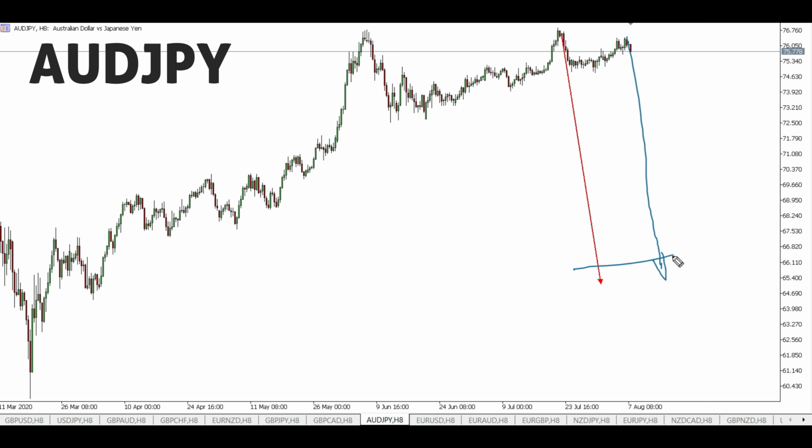We're likely to get a down move. So that's what we're expecting for AUD JPY. Any continuation up, we will ignore it. We're only looking forward for an entry down to this point only.